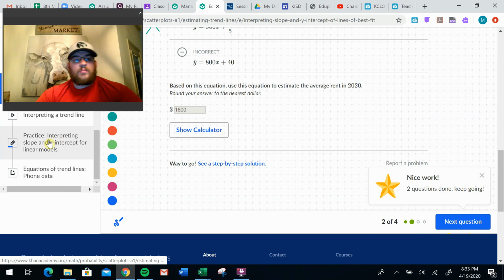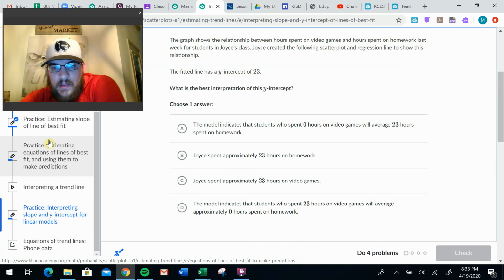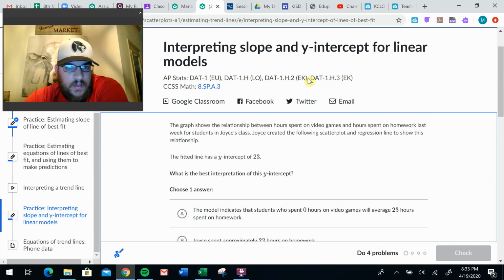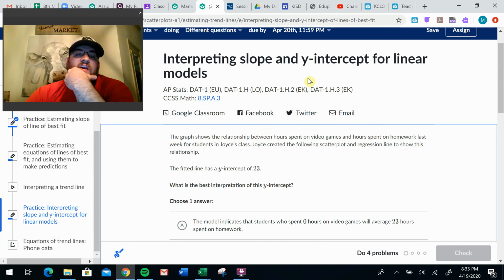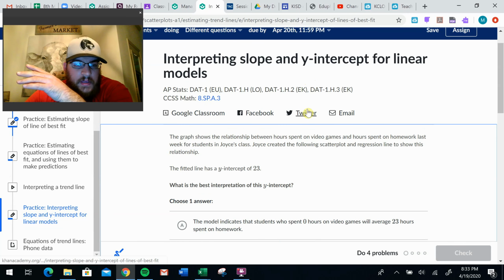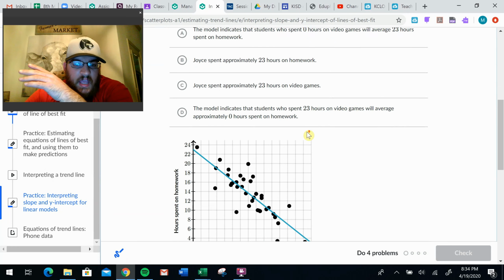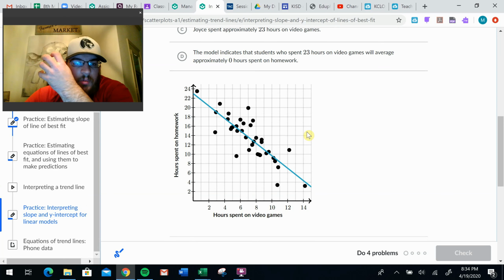Now, for the last one that we're doing, it's going to be interpreting your slope and y-intercept for linear relationships. So what you're doing here is it's going to give you a graph, okay? And it's going to ask you what some part of that graph represents.